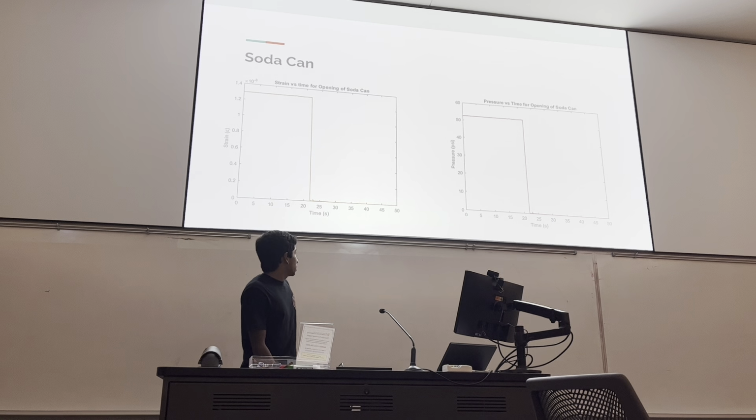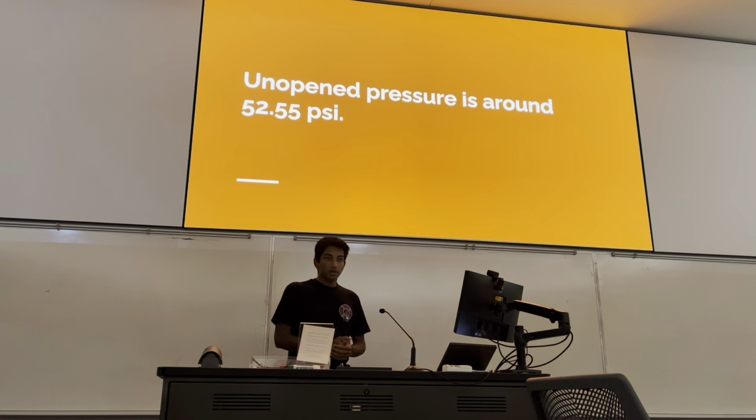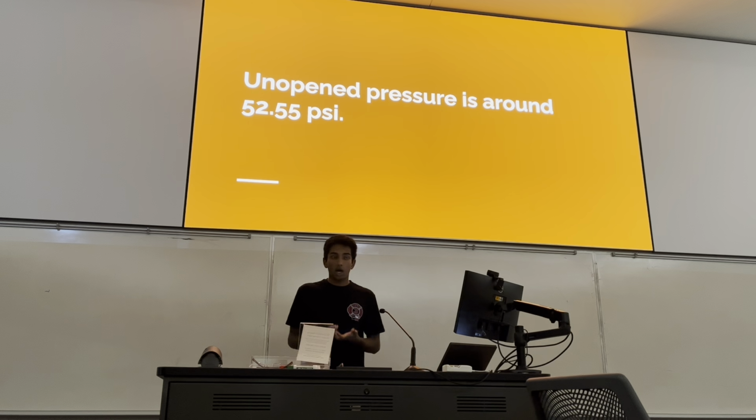So important conclusions we can make from this graph. The main one is that we know what the pressure of an unopened soda can at room temperature is, and it's around 52.55 psi. This fits with most literature values that suggest pressure is from around 50 to 70 psi for a room temperature soda can.